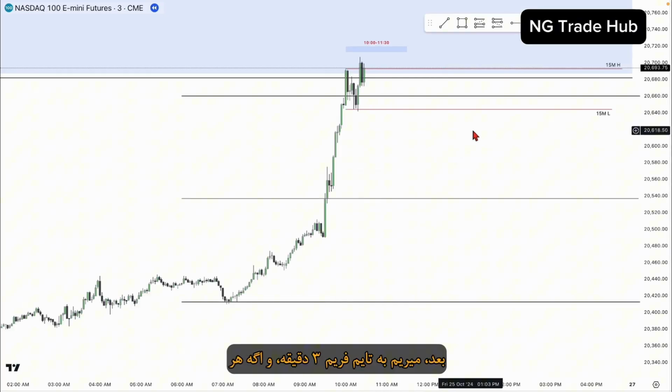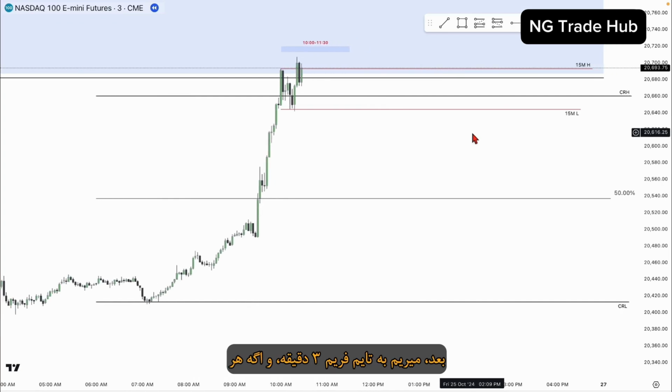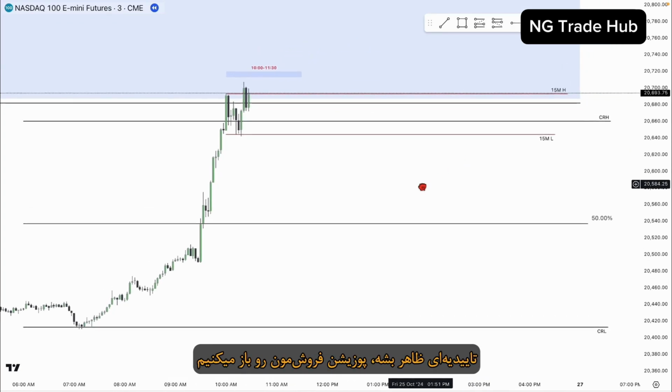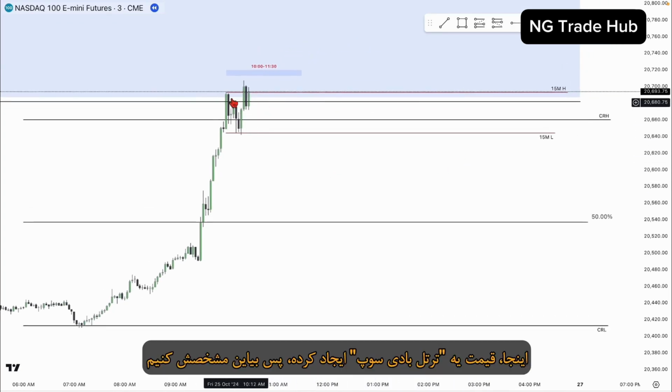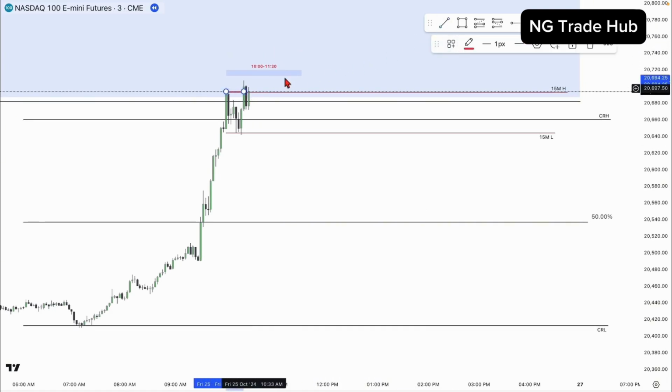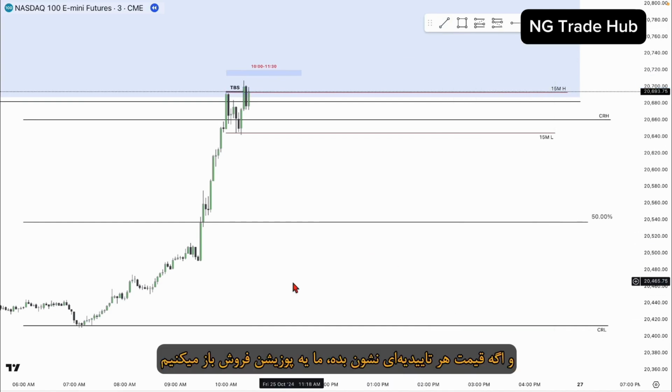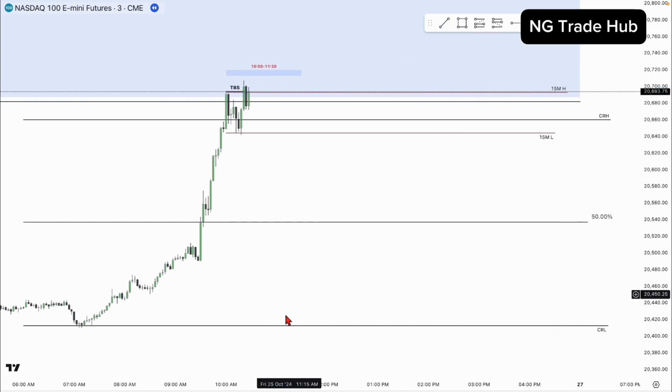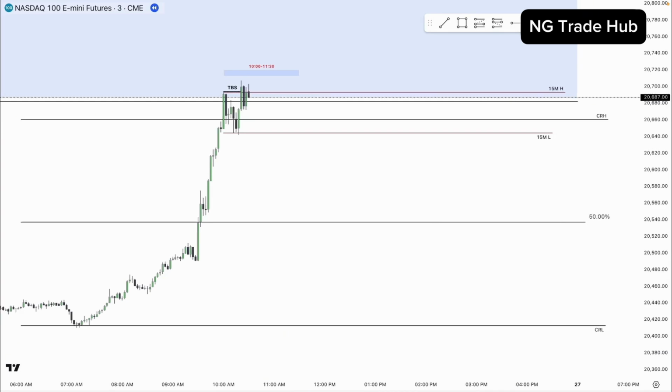Next, we switch to the 3-minute time frame, and if any confirmation shows up, we will open our sell position. Here, the price has created a turtle body soup, so let's mark it. And if the price shows any confirmation, we will open a sell position. Let's see what happens next.